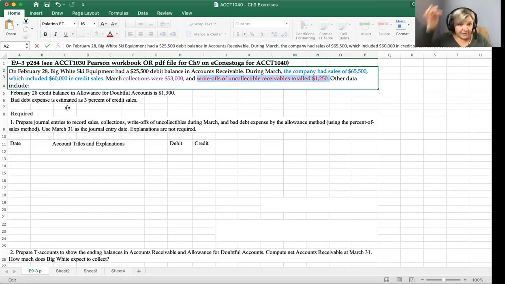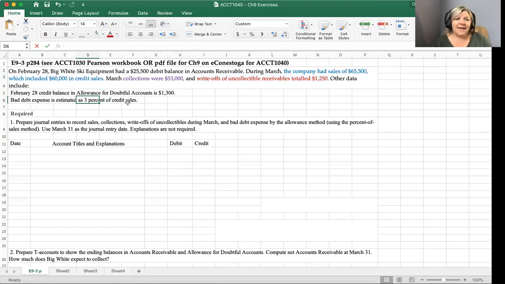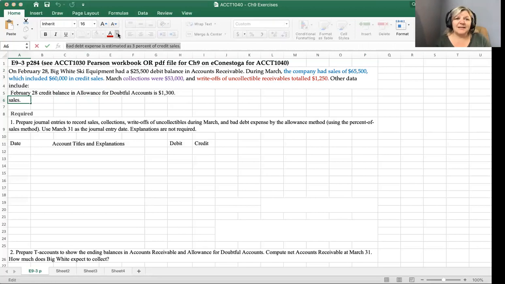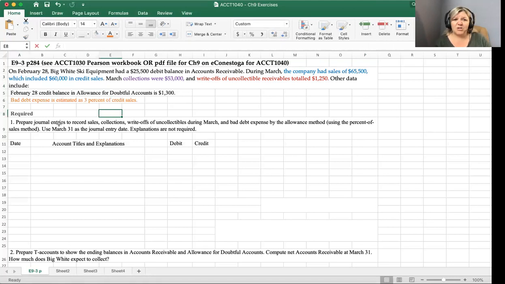And the other data they've given us here, February 28th balance for allowance for doubtful accounts. Again, we're going to need that for part 2, but we don't need it for our March journal entries. And then bad debt expense is estimated at 3% of sales. So this here is something that we are going to have to calculate for a journal entry for March. Okay, so we've got 1, 2, 3, 4 journal entries to do for the month of March.